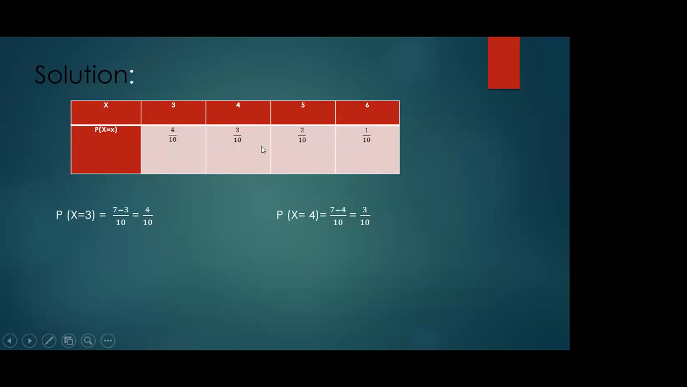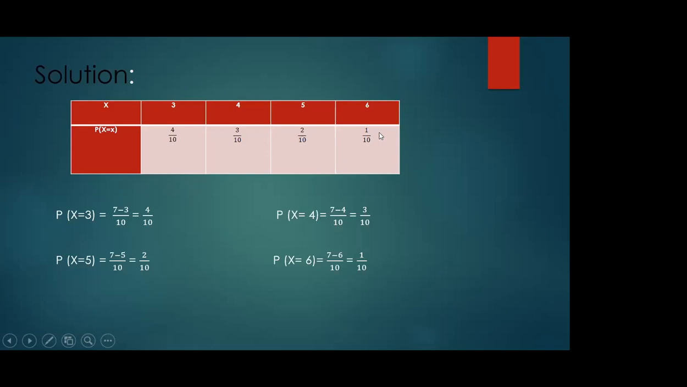X equals 5 is equal to 7 minus 5 divided by 10, which is equal to 2 divided by 10. So when x is equal to 5, the probability that coincides with that is going to be 2 divided by 10. Then we have the probability of x is equal to 6, which is equal to 7 minus 6 divided by 10, which is equal to 1 over 10. So when x is equal to 6, the probability is 1 over 10.